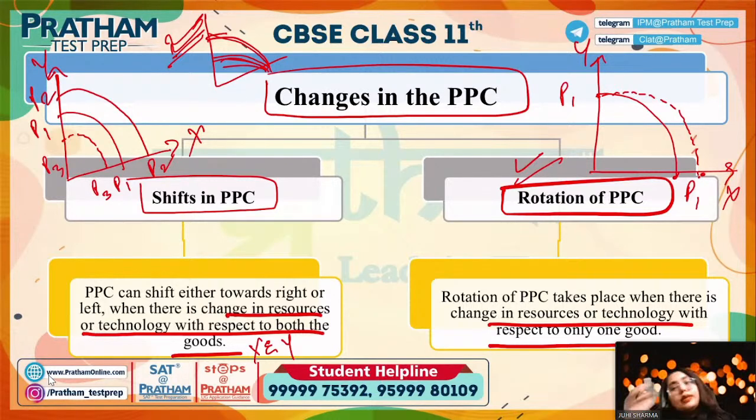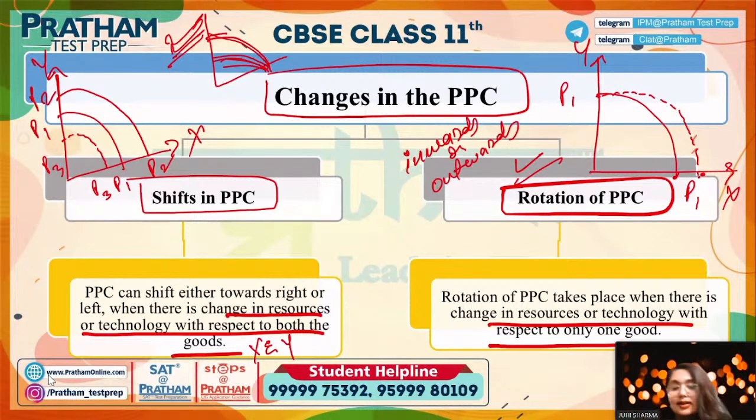With respect to only one good, if it is happening with respect to only one good, in that case, we say that there is a rotation of PPC. But if it is happening with respect to both the goods, in that case, we say it is a shift in PPC. Okay? So that is what the rotation and shift is all about. Yes, guys, in this, there is one thing that the rotation can be inwards or outwards. Right? Rotation can be both inwards or outwards.